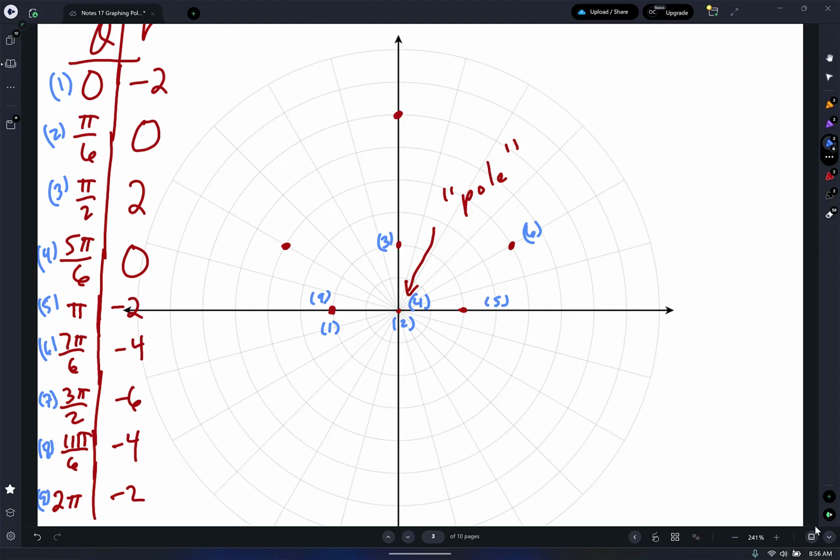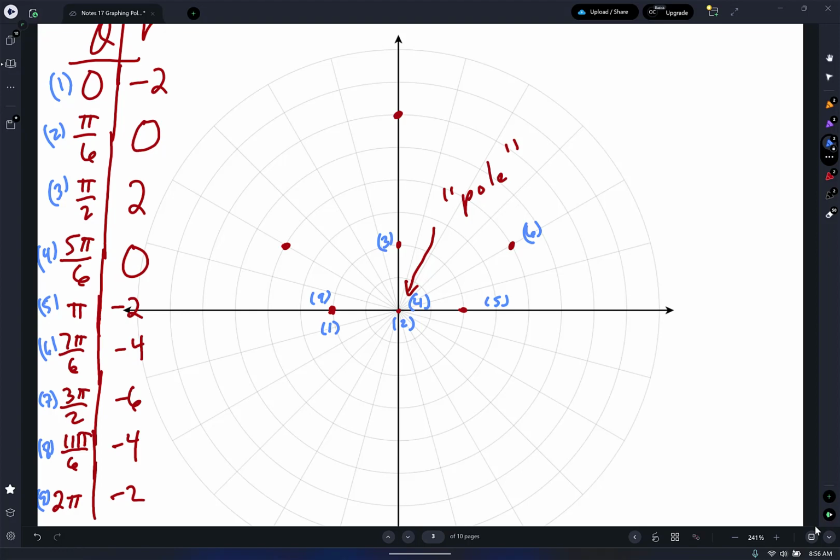Notice between 0 and pi over 6, that's in quadrant 1. Yay or nay? There, remember, r is continuous. No way, there's no way that r will ever be positive between point 1 and point 2, between 0 and pi over 6, because I'm going from negative 2 all the way to 0. You know what I mean? Like, r is always continuous. So how do I get from negative 2 to 0? Negative 2, negative 1.9, negative 1.8, negative 1, negative 0.5, and then finally I hit 0. Does that make sense? So between 0 and pi over 6, r is always negative.